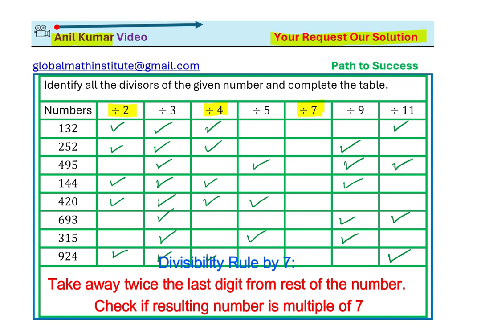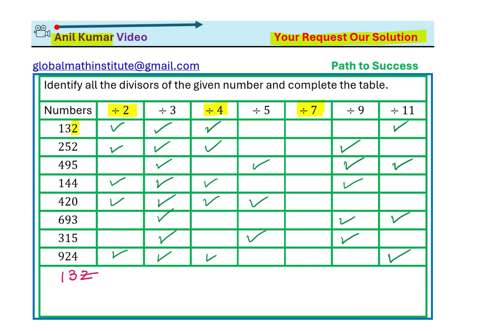So the rule is you have to take away the last digit, twice it, double it, and then take away from the number. So let me explain. In 132, let's write the number 132, right? So from there, take away 2. And what is twice 2? Twice 2 is 4. So difference of 4. So 13 minus 4 is 9. And this should be a multiple of 7. It is not a multiple of 7. So it will not be divisible by 7.